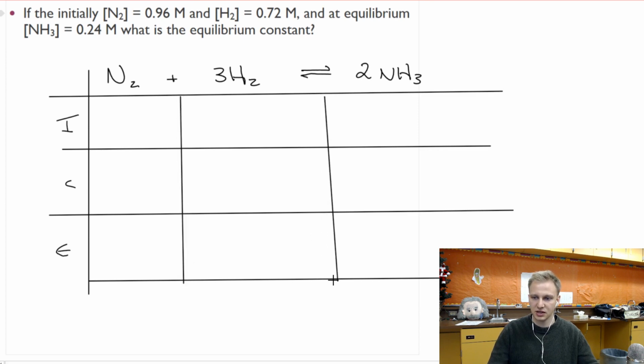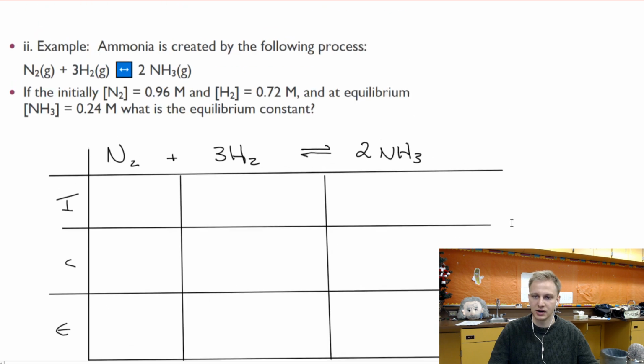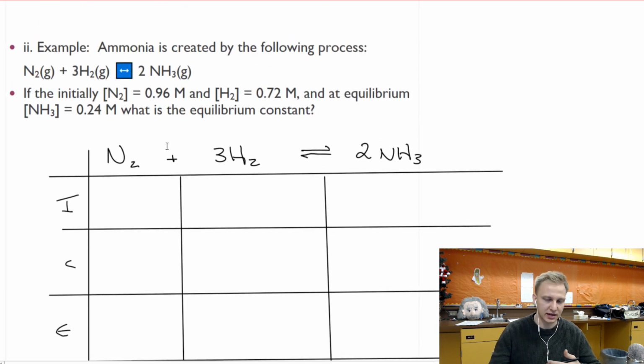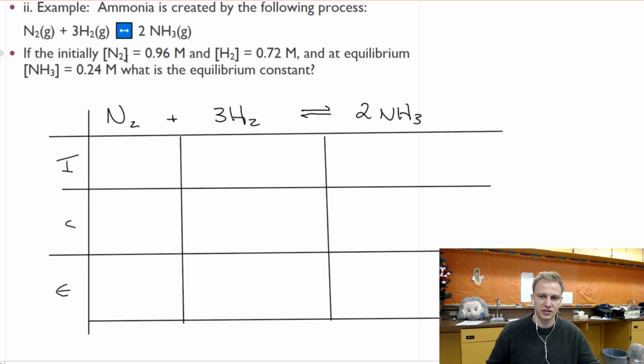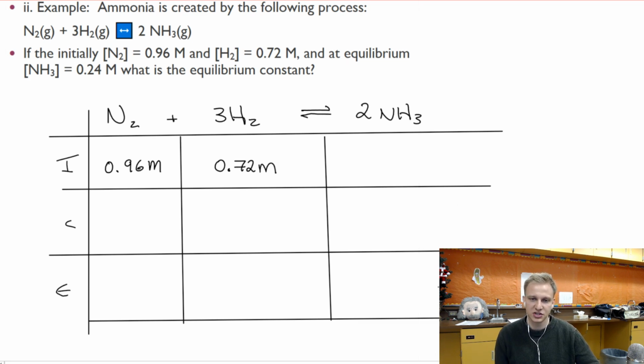And so I like to put the reactants and products up top so that I know exactly what column it goes in and what exactly reactant or product I'm talking about. So here in our question, we say initially the concentration, square brackets are used to indicate concentration. The concentration of N2 is 0.96 molarity. So initially we know that 0.96 molarity is the concentration of the N2. And H2 is equal to 0.72 molarity initially. And then at equilibrium, we know the concentration of NH3 is 0.24 molarity.